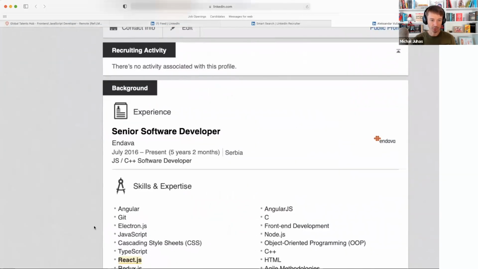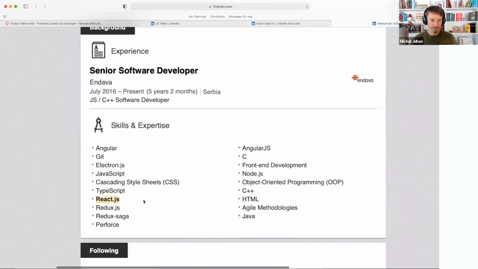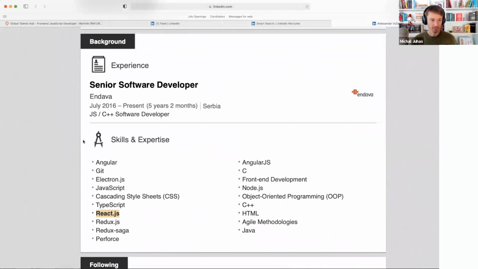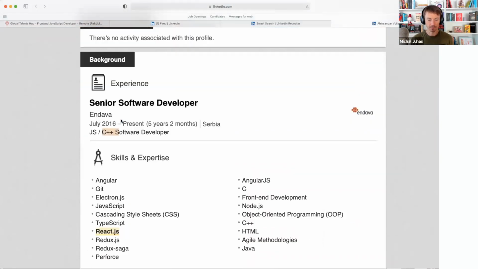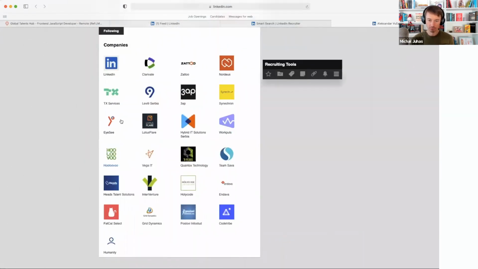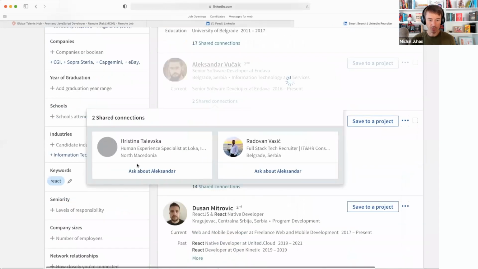Alexander, software developer, React for 5 years, and well, C++, probably also a backend developer, most likely because he works with Node.js and C++. Probably not. I'll move on to someone else.